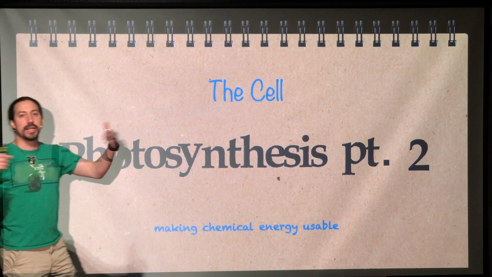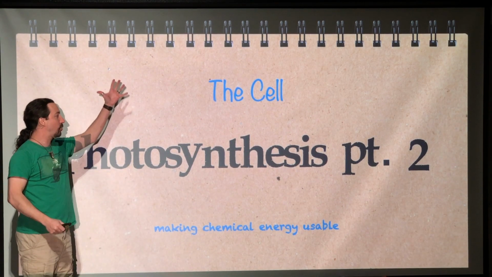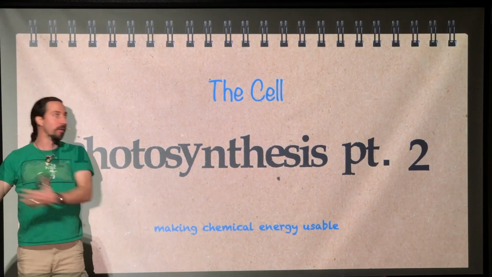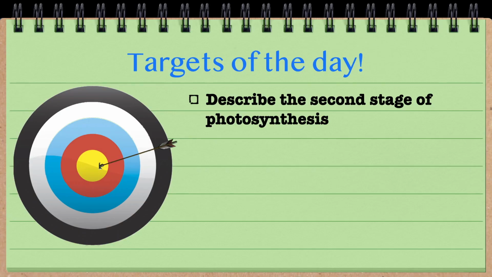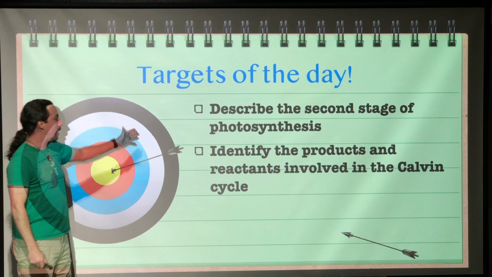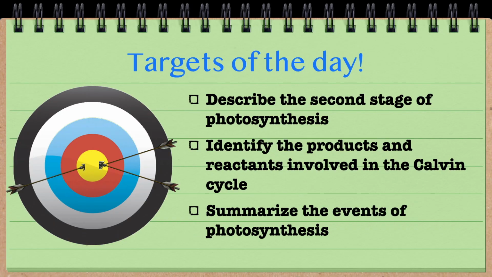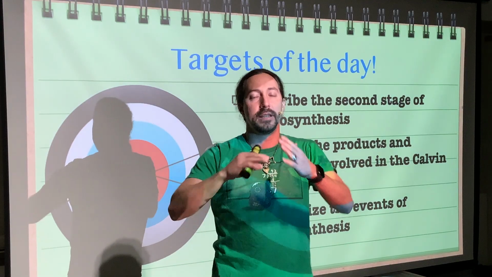Hello and welcome to this, our second episode dealing with photosynthesis. As we continue our tour of the cell, we are just going to continue into the second stage of photosynthesis today, which is the Calvin cycle. So we are going to look at that stage, which is the light-independent reactions. We're going to identify the products and the reactants involved. And lastly, we are going to summarize all of the events of photosynthesis to make sure that we understand what's really important about this process.